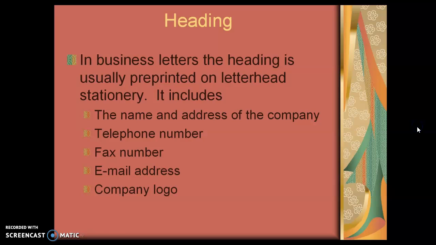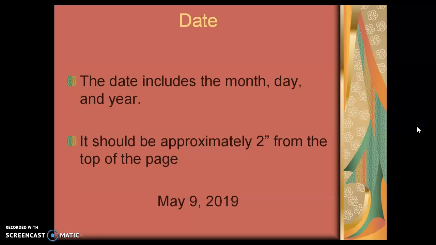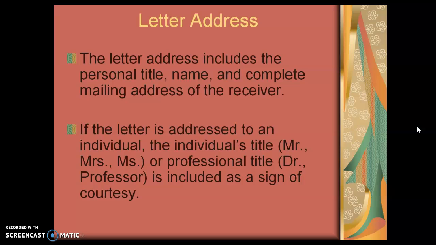The heading. In business letters, the heading is usually pre-printed on letterhead stationery and includes the name and address of the company, the telephone number, fax number, email address, and the company logo. The date includes the month, day, and year. It should be approximately 2 inches from the top of the page. Letter address. The letter address includes the personal title, name, and complete mailing address of the receiver. If the letter is addressed to an individual, the individual's title, Mr., Mrs., Ms., or professional title like doctor or professor, is included as a sign of courtesy.